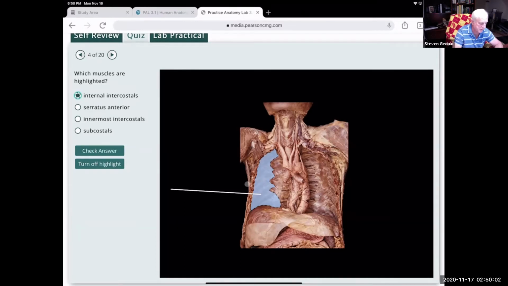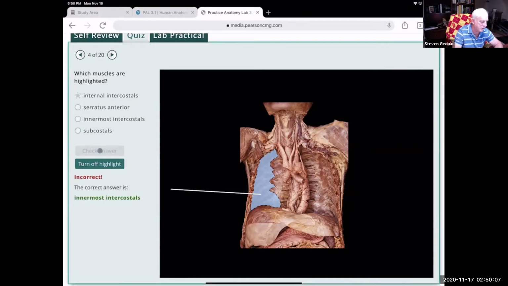That helps with respiration. Nope. They're innermost intercostals. I'm sorry, instead of the internal intercostals. They're your innermost intercostal muscles. It's kind of hard to tell when they're highlighted there, how deep the dissection is. But those are intercostal muscles. That's what I give you credit for if you have to write on a practicum.